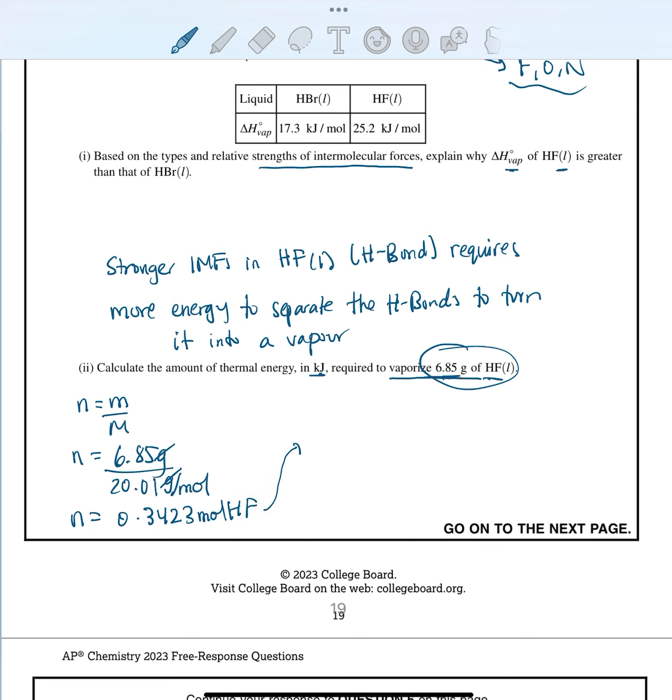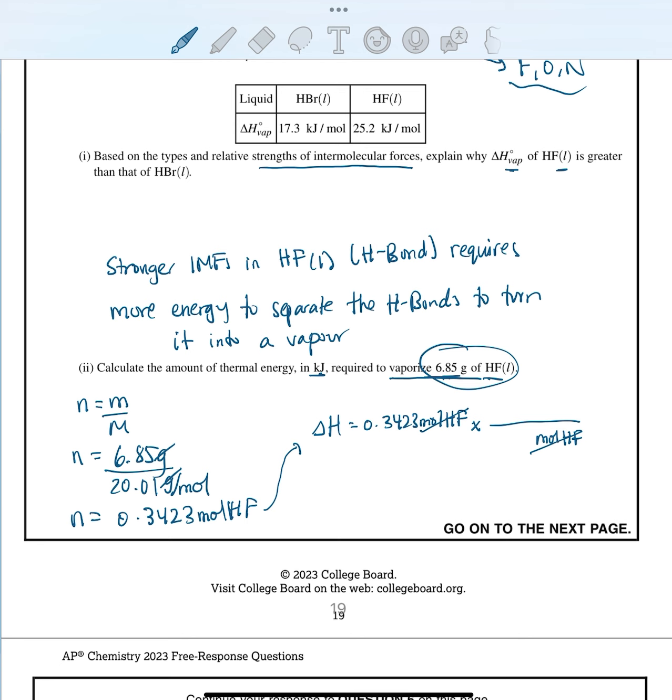Okay, now that I know this, I want to calculate the new delta H. So this is what you do. It's a unit cancellation. I'm going to take the value I just calculated. So I have 0.3423 moles of HF. I'm going to multiply this by a ratio. This is how I like to do these questions. And in my ratio, I want to cancel out the unit I don't want. I don't want moles of HF, so that's going to go on the denominator of my ratio, so that moles of HF will cancel out with moles of HF.